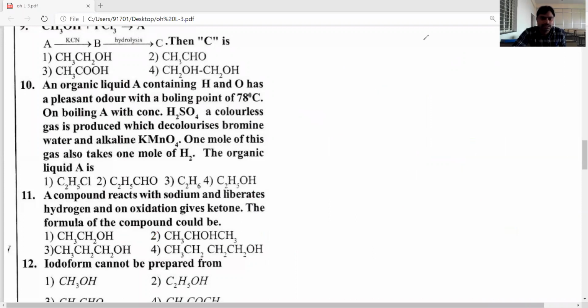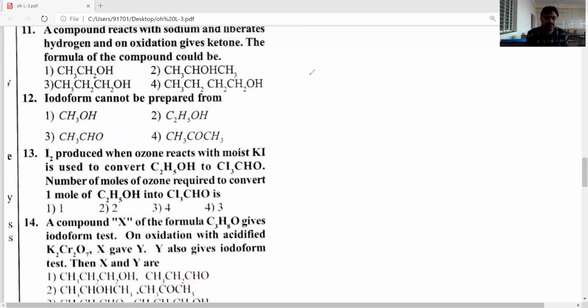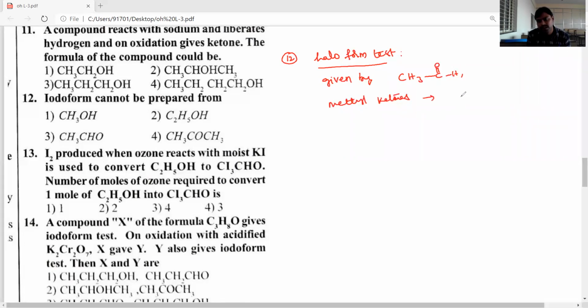12th question, dear students. Iodoform cannot be prepared from which compound? The iodoform test means the haloform test. In it, if iodine is used, then it is called the iodoform test. The haloform test can be given by acetaldehyde and methyl ketones. Methyl ketones means what, dear students? Compounds containing the CH3 C double bond O group.